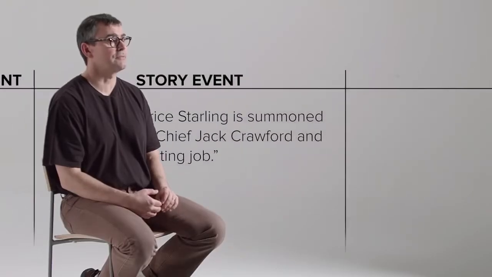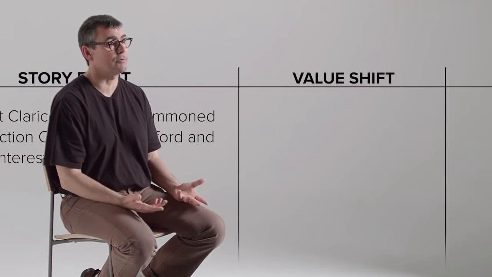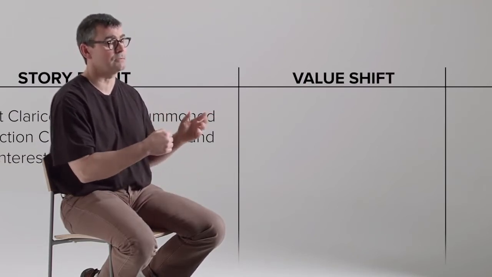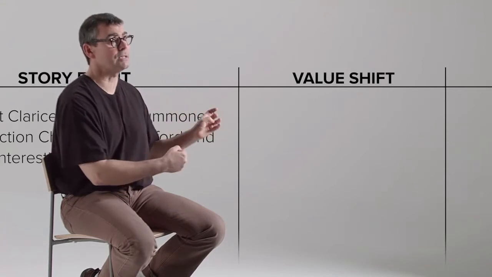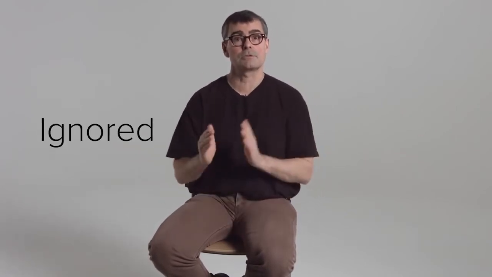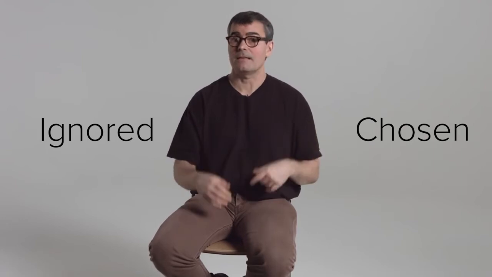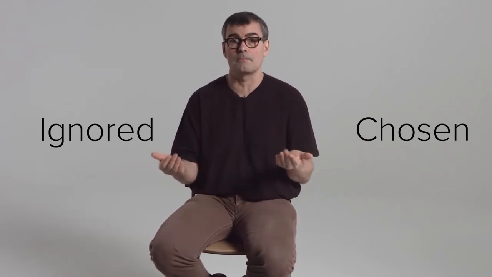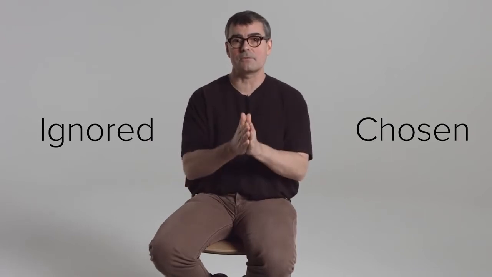The fourth column is the value shift. Now, the value shift is a very important thing. In this case, it's a change in movement in the scene. So at the beginning of this scene, Clarice Starling is just another newbie. She's just a recruit of the FBI. So she's not chosen. And by the end of this scene, she's chosen. She's chosen to do a job. So she moves from being ignored to chosen. That's a shift. That's a value shift. When you're ignored, nobody cares. When you're chosen, you're part of the group. So that's the value shift in scene 1.